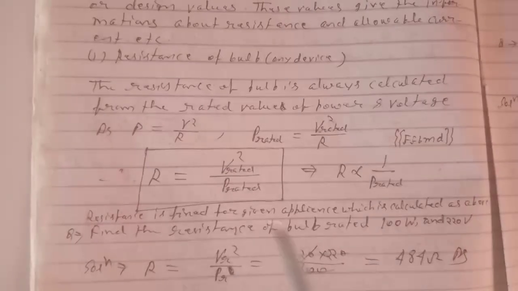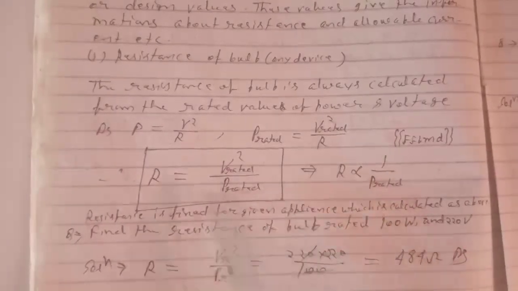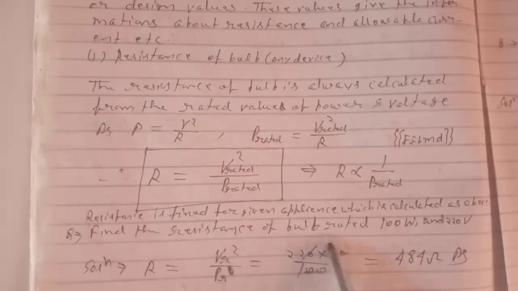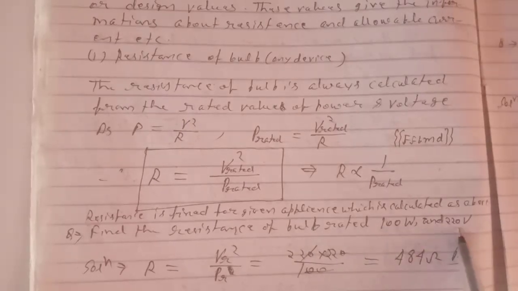Question. R equals V rated square by P rated. Now find the resistance of a bulb rated 100 watt and 220 volt. Solution: we have R equal to V rated square by P rated, equal to 220 into 220 by 100, equal to 484 ohm. That is, the resistance of the bulb is 484 ohm.